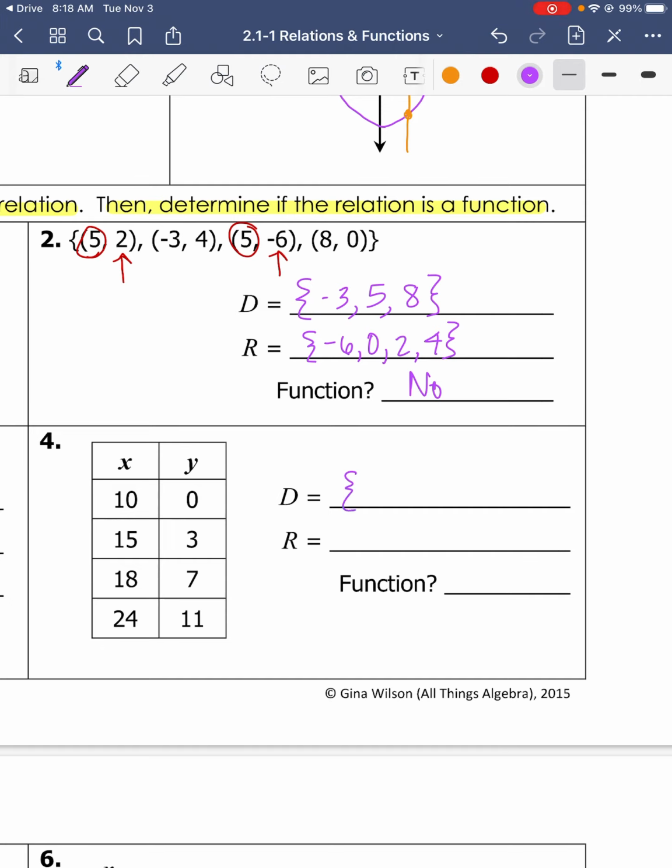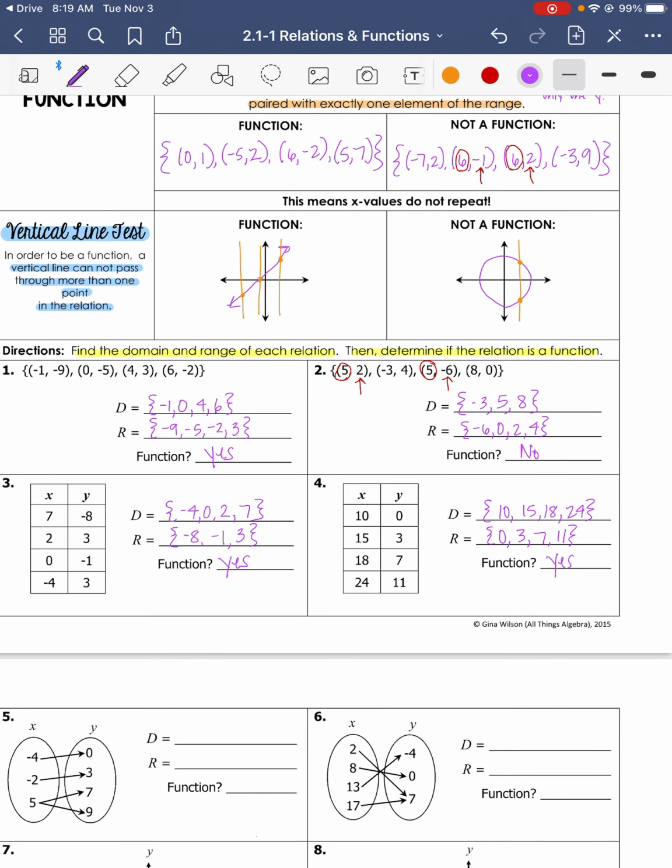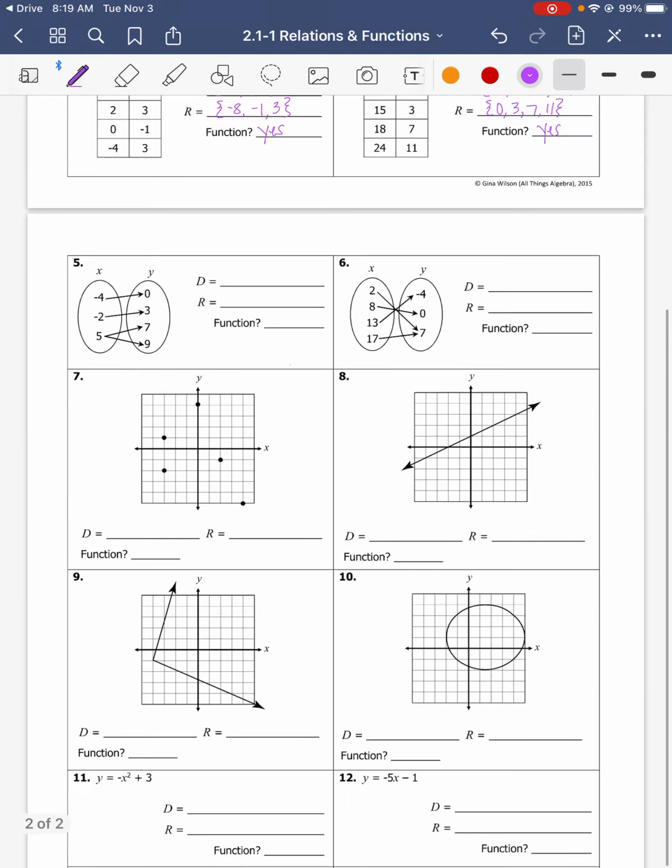Number 4, another table of values here. For the domain, we'll start with the smallest, which is 10, then 15, then 18, then 24. With the range here, we have 0, 3, 7, and 11. We do not have any duplicate x values, so we know that this is a function just right off the bat from that.